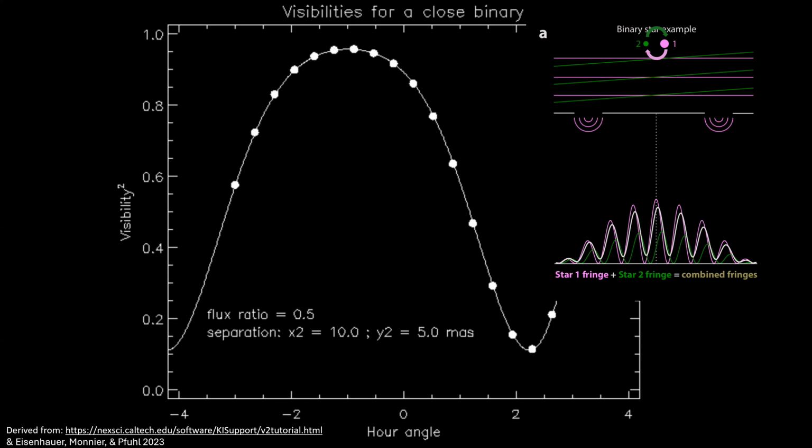This is a plot from the Keck interferometer when it was still operating. This is a simulation of the visibility squared as a function of the hour angle of this example binary pair with those two separations in milliarc seconds, x2 and y2. So you can see the visibility changing as a function of angle.